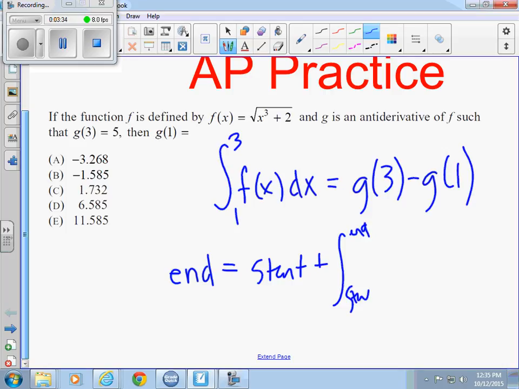So if I want to find g of 1, I could use that. Or I could use the fundamental theorem and rearrange. But either way, you need to be using one of those two things. You need to highlight that in your notes.